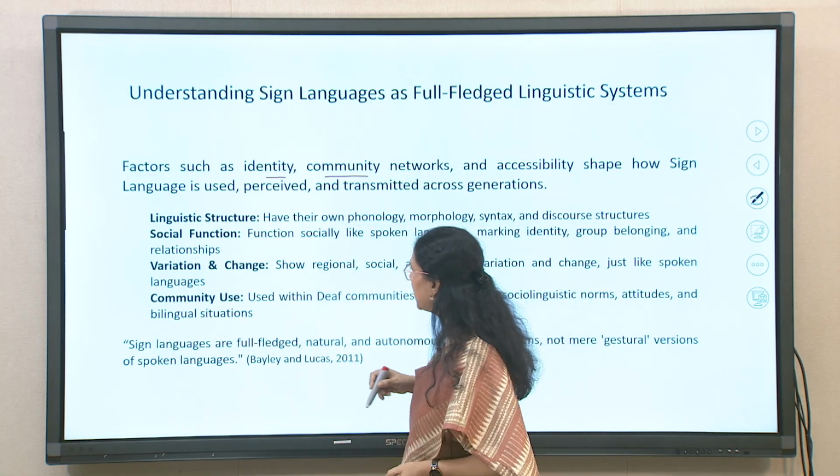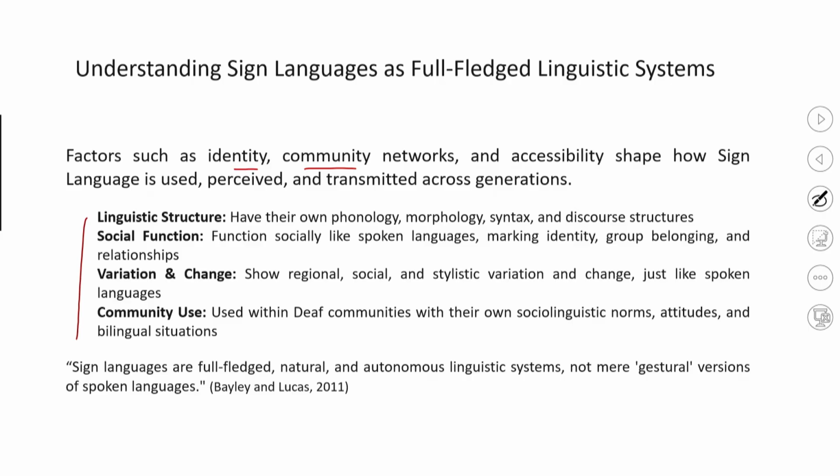From the perspective of language and society and social factors, these are the factors that are true for sign language as well. So, in terms of linguistic structure, they have their own phonology, morphology, syntax and discourse structure. Social function: similarly, it functions socially like spoken language, marking identity, group belonging and relationships.